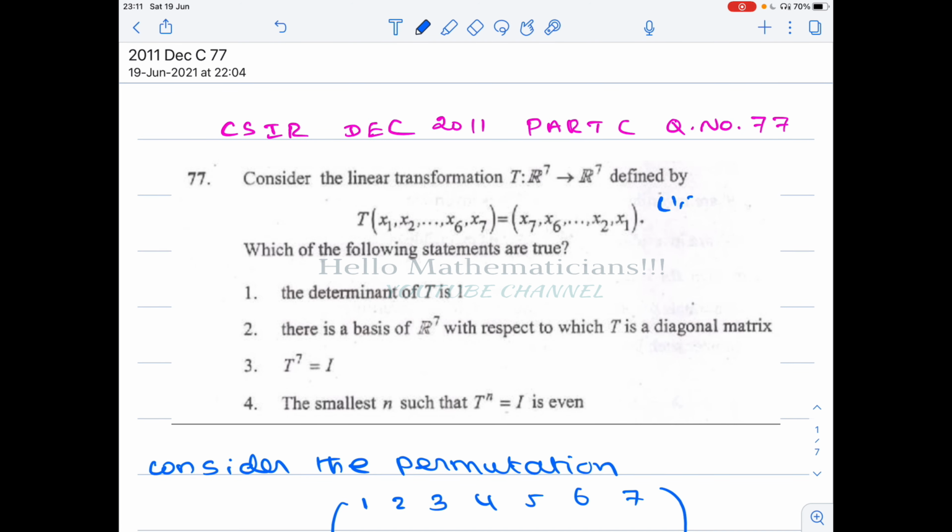If you take the vector, for example, (1, 2, 3, ..., 7), this is one vector in R^7. What will be its image under this linear transformation? It will be (7, ..., 3, 2, 1). Okay, so the definition of the linear transformation is now clear.